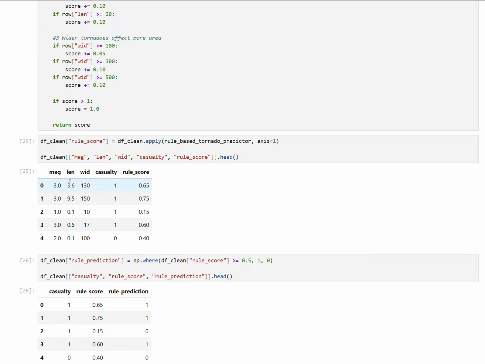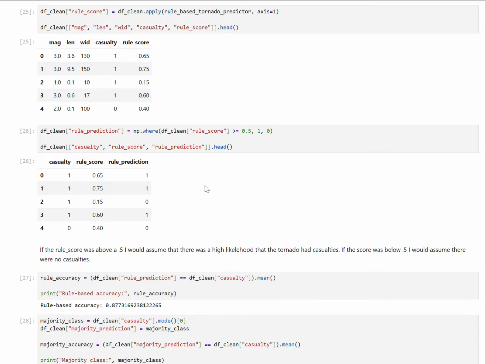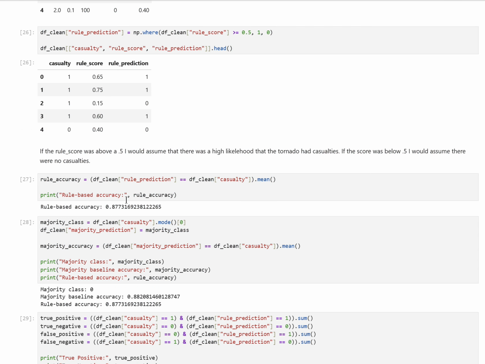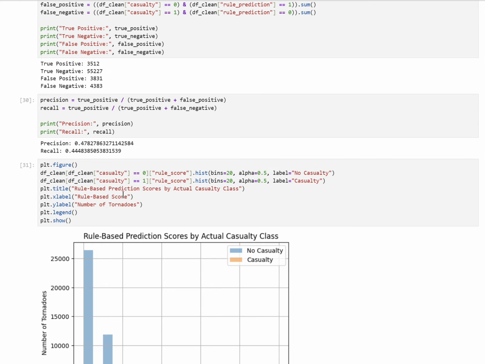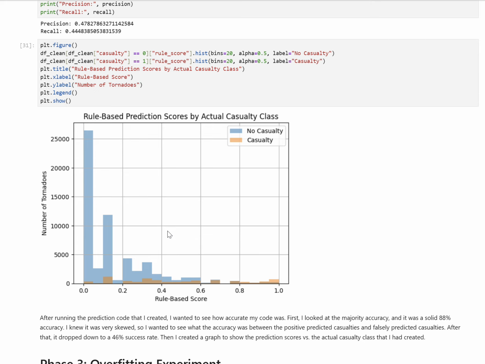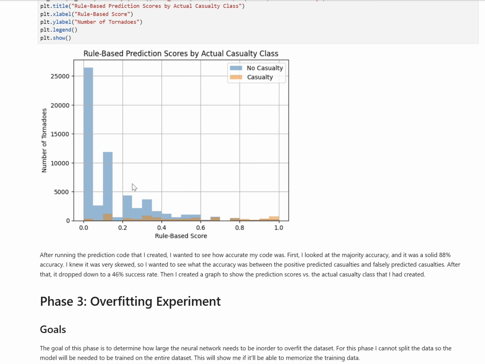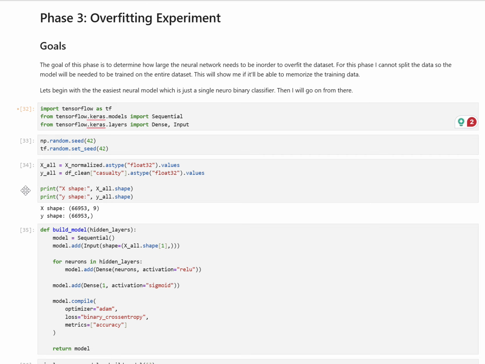But also, these were the scores. So, the magnitude 3, length 3.6, width 130, casualty 1, the real score had a 0.65, which is not bad. But I was able to change it where if it was 0.5 or above, it would go to a 1. So let me see if I can go down to the accuracy, sorry. So yeah, precision was honestly not too bad, 0.478, and the recall was 0.44. This shows the real base scores of everything. And let's go to phase 3.